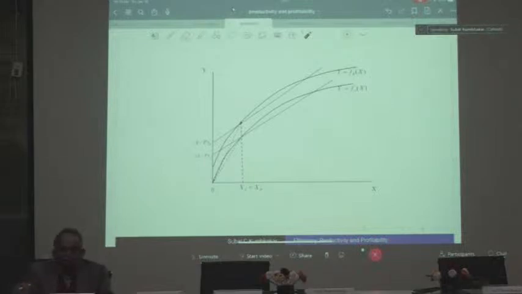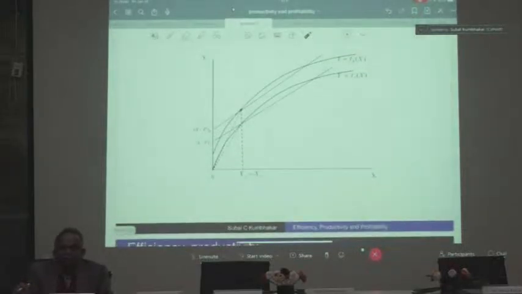Now look at this graph. I just told you that productivity is decreasing as you have more resources. Now that is based on the assumption that your technology is exactly the same. So if you think in terms of two firms A and B, the technology for firm A is given by this production function, and the technology of firm B is given by this production function. That's higher. So now think of both firms having exactly the same amount of resources. Which one is going to be more productive?